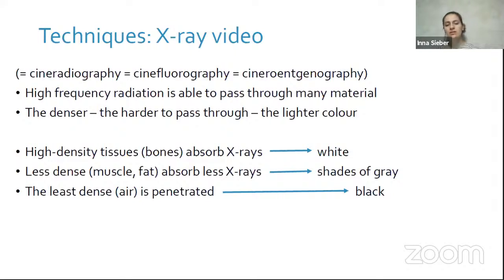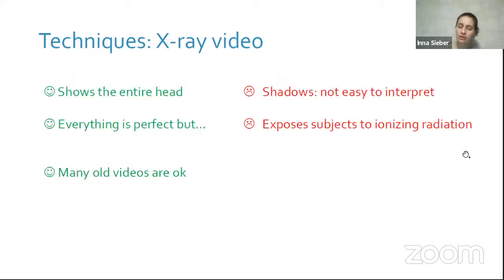So high density tissues like bones absorb X-rays, and so they are white in the picture. Less dense tissues like muscle or fat absorb less X-rays, so they are presented in the shades of gray. And air is penetrated by X-rays, so it's just black. X-ray videos were widely used, and they can show the entire head, and many of these old videos are okay, and we know much about articulation due to these X-ray videos, but it still exposes subjects to radiation, which is not very useful for your body.